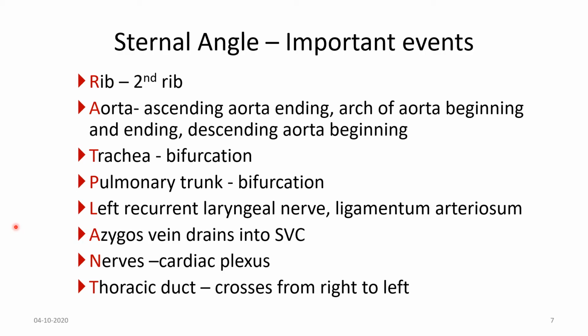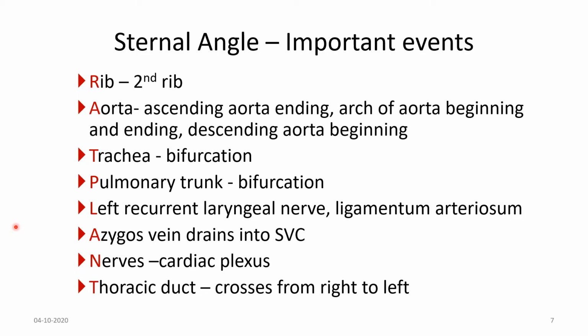The ascending aorta ends and the descending aorta begins at this point. Not only that, the beginning and ending of the arch of aorta, you can say, is at the sternal angle. The trachea bifurcates into two bronchi at this level.